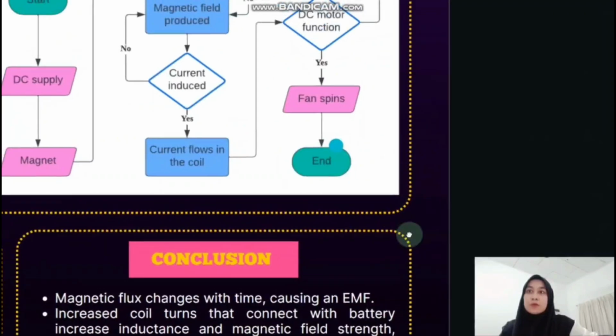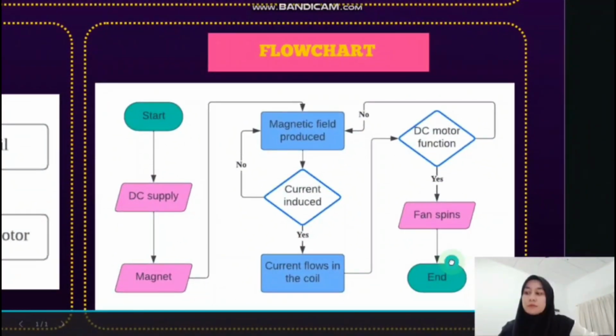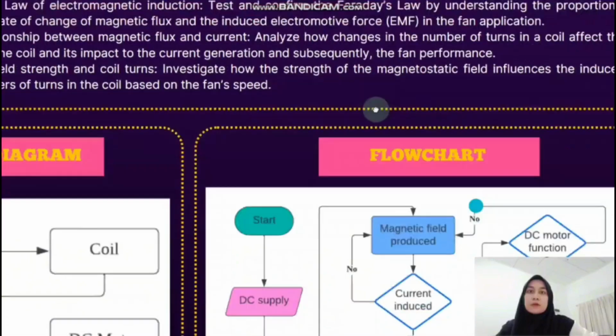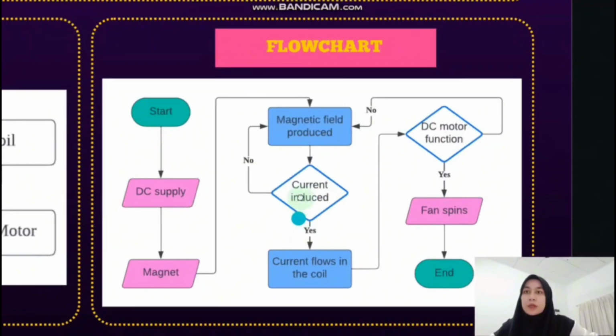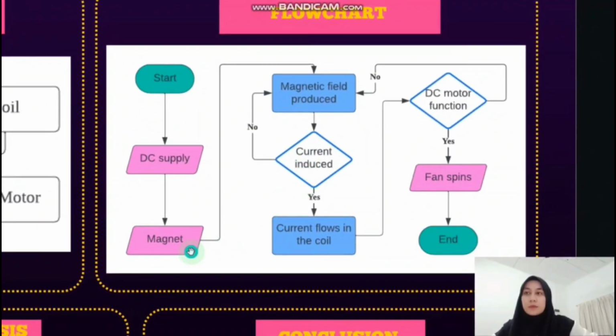So I will continue with the flow chart. Alright, we have the flow chart here. Okay, so the process will begin here. We start with the DC supply, which is the battery, and then we connect it to the magnet. Okay. When the battery and magnet are connected, it will produce the magnetic field. When the magnetic field is produced, it will induce current.